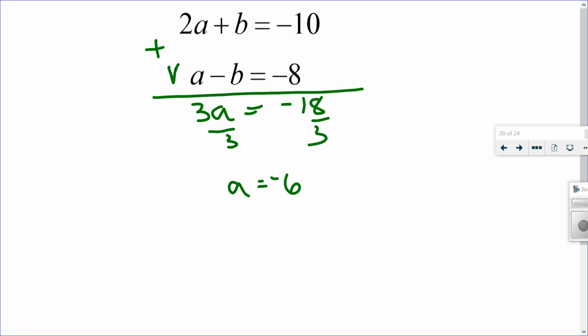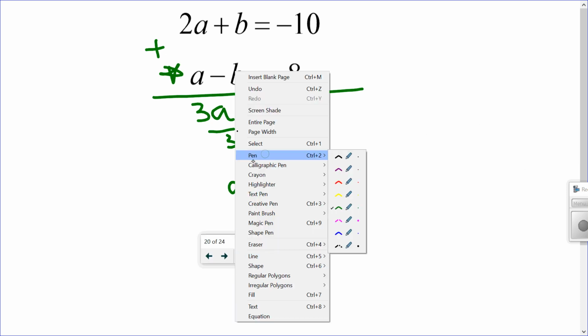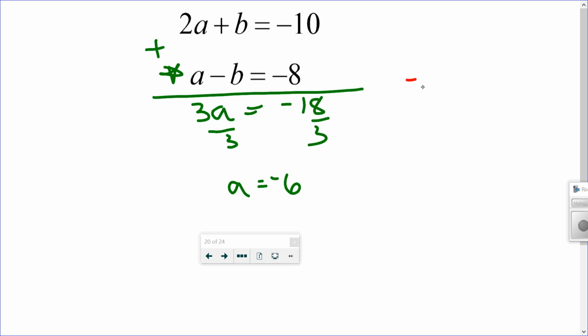And then I can go up to either equation. I'm going to go up to the first one to solve for b. I chose that one because both of them have a leading coefficient of 1. So I have a minus b equals negative 8. So add 6 to both sides. I get negative b equals negative 2. And then divide both sides by negative 1, and I get a b value of 2.